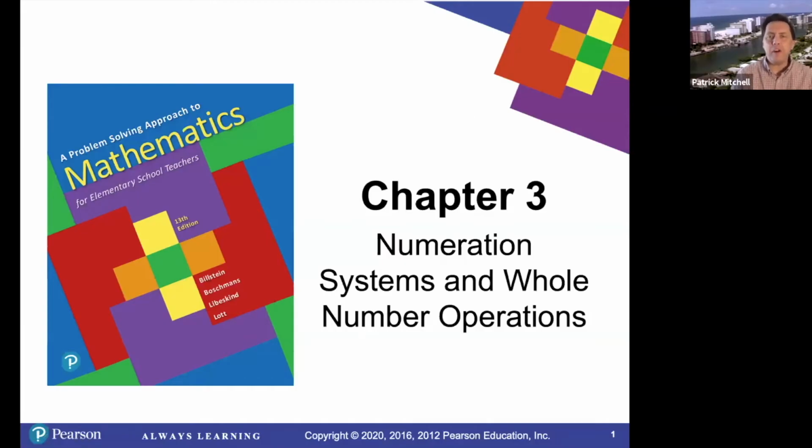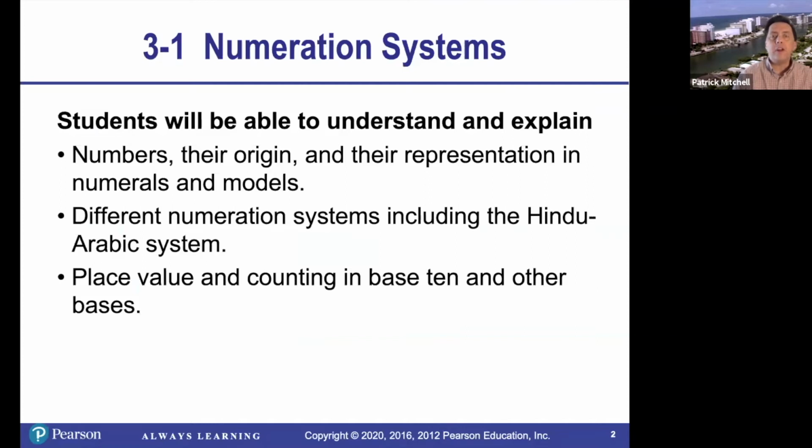Today we're starting Chapter 3 on numeration systems and whole number operations. So in the first section, 3.1, we're going to talk about numeration systems. You will be able to understand and explain numbers, their origin, and their representation in numerals and models, different numeration systems, including the Hindu-Arabic system, and place value and counting in base 10 and other bases.